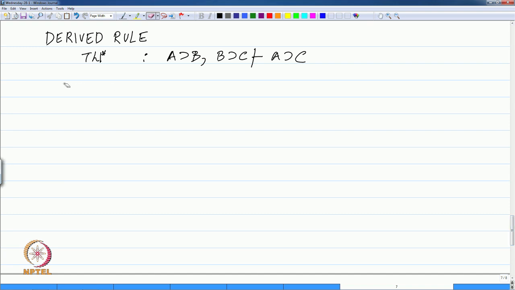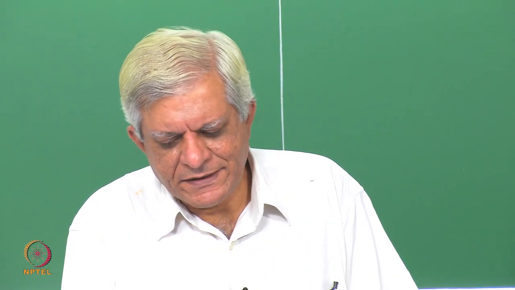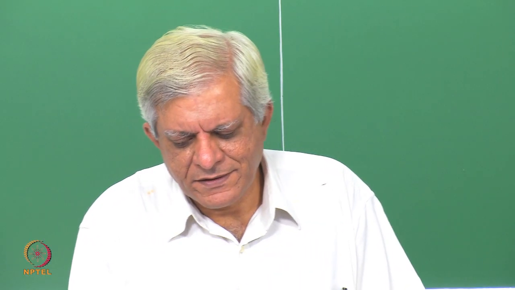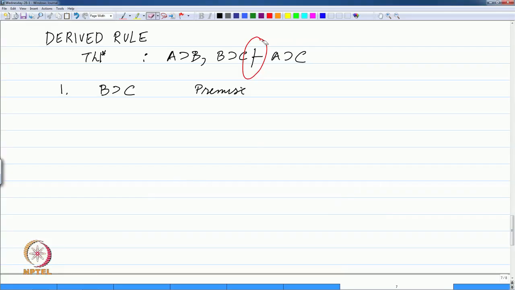We start with B implies C. Where does this come from? This is a premise that is given to us. We are given two statements, A implies B and B implies C, and now we want to show that A implies C is true. Remember that with this notation, the left hand side of this symbol is the antecedents of what is given to us, and the right hand side is what we want to show to be true essentially.